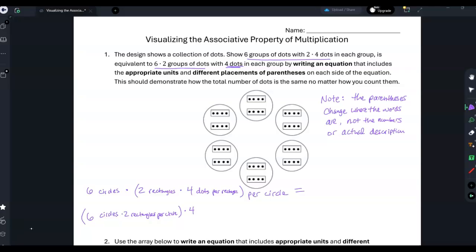So if I did this, 6 circles times 2 rectangles per circle, that would tell me the total number of these rectangles, right? And then I could just multiply that by 4 dots per rectangle. And that would be equal to the total number of dots, or equal to the same way that I did this before. So whether you put your equal sign at the end or at the beginning, this is one equation. I just had to move it onto 2 lines to fit it all in.